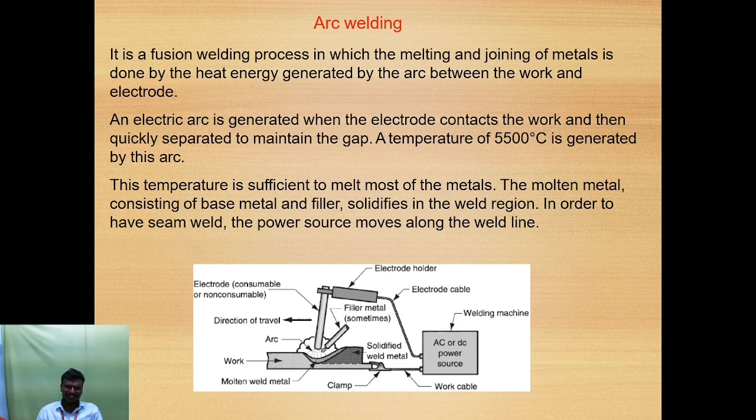In the arc welding process, the temperature is sufficient to melt most of the metals. So the molten metal, consisting of base metal and filler, solidifies in the welded region. In order to have a seam weld, the power source moves along the weld line.